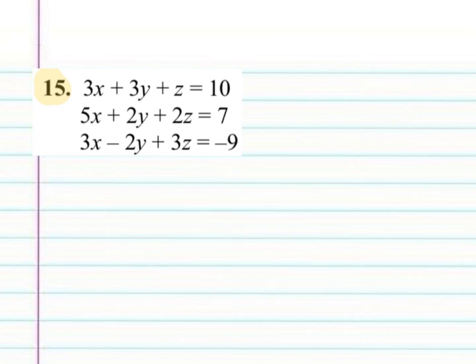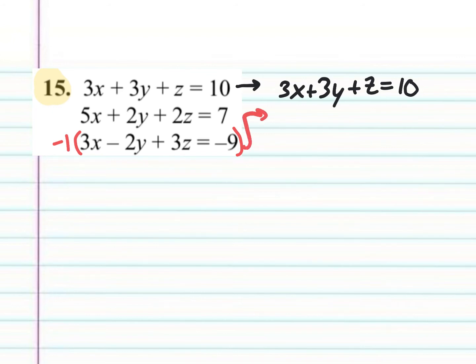So if I want to cancel out x's, I would probably take the top equation and leave it exactly the way it is. So that's what I'm going to do. 3x plus 3y plus z equals 10. But to cancel out x's, I'm going to have to take this bottom one and multiply it by negative 1. And I would get it right here. Notice that I like drawing arrows. It keeps me organized. Negative 3x plus 2y minus 3z equals positive 9.